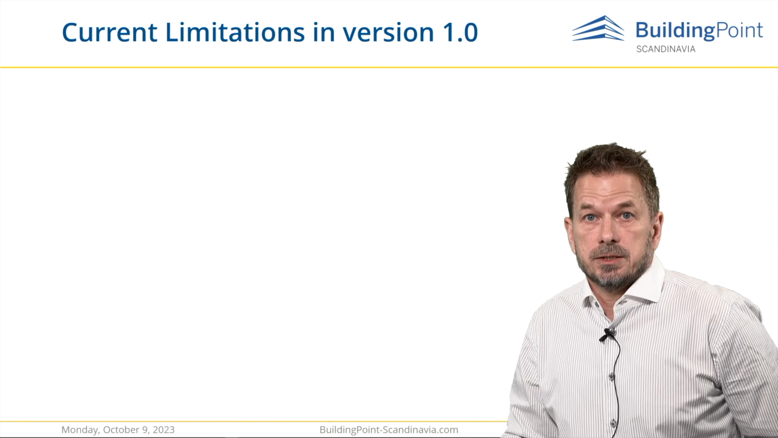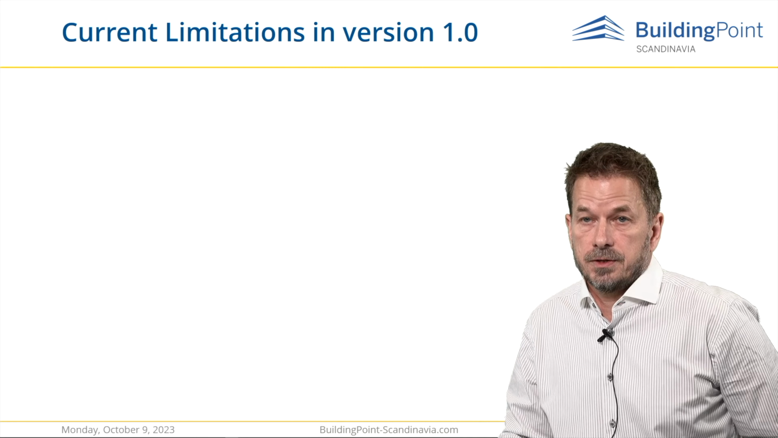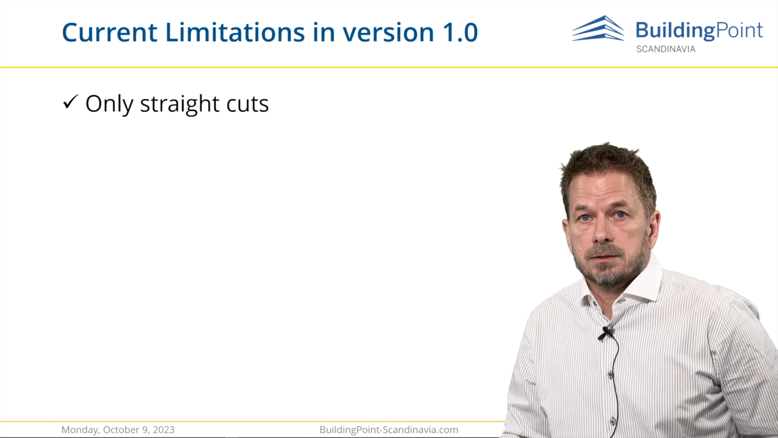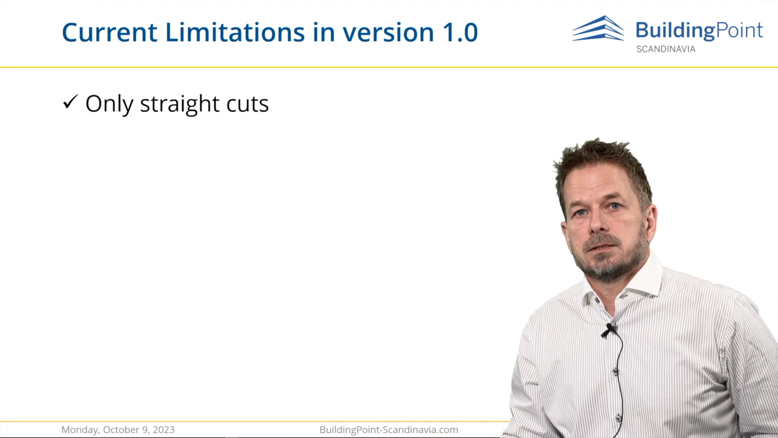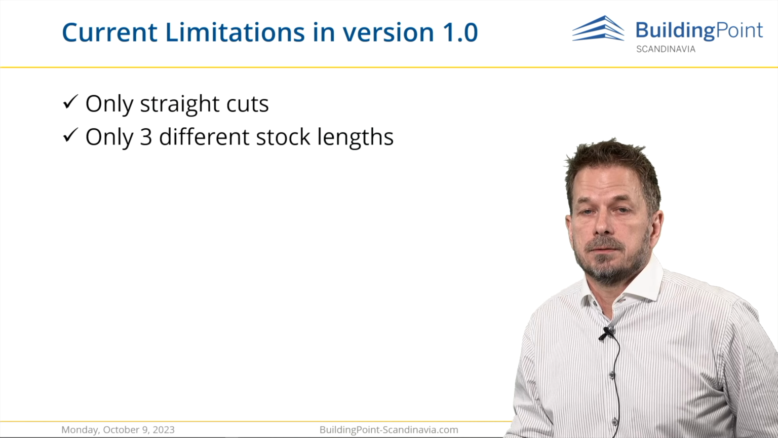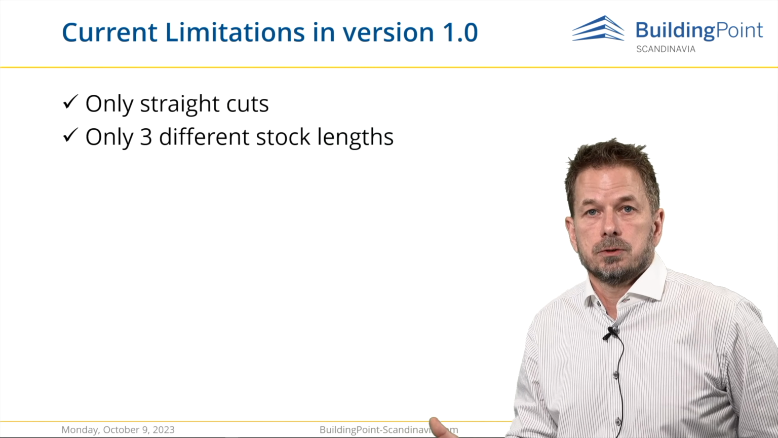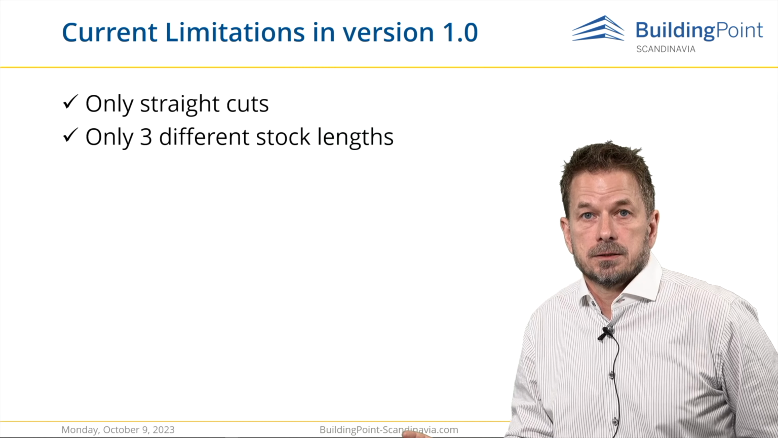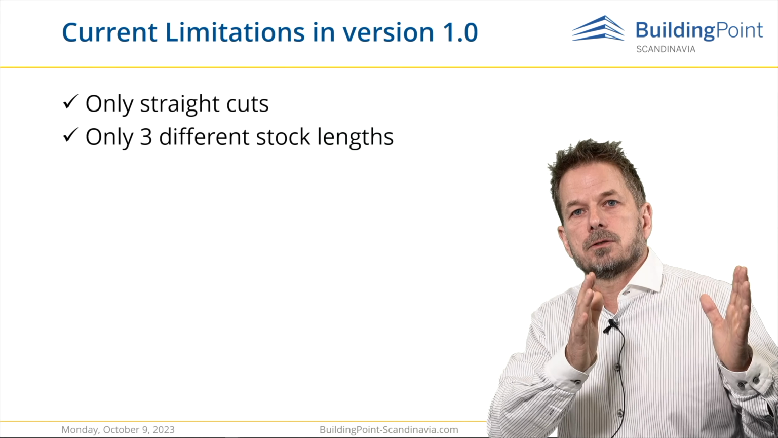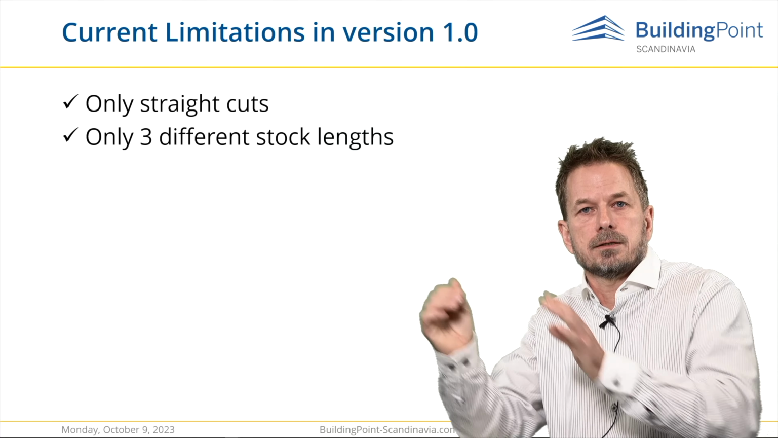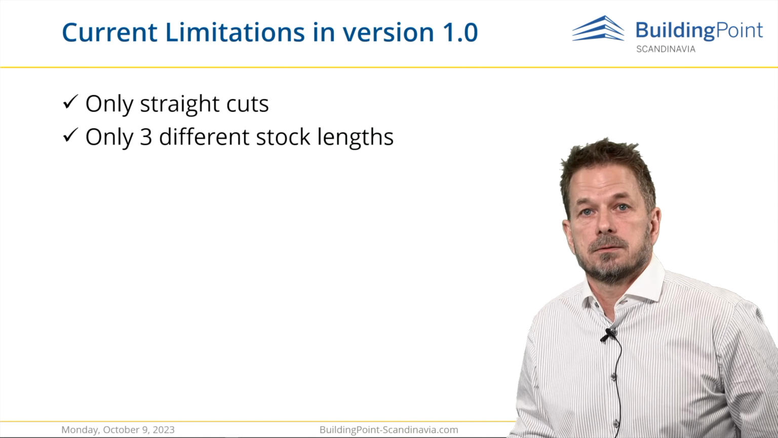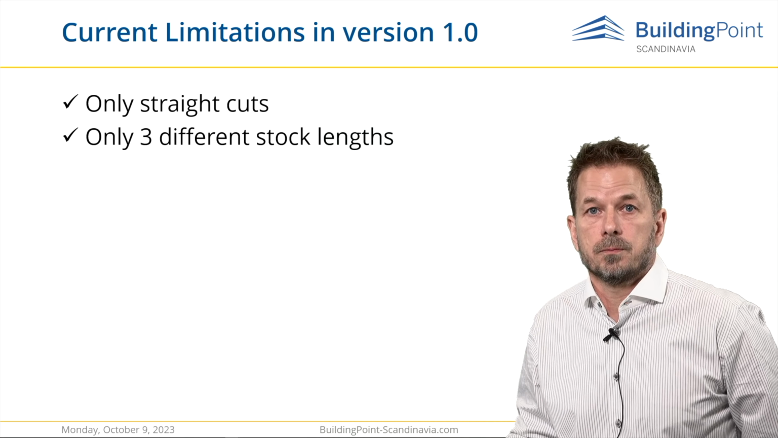Are there any limitations in this program? Yes, there are. We've chosen only to calculate on the straight cuts. That means no angular cuts. We only have 3 different stock lengths that you can put in, but you can, as I showed you, when filtering on lengths, choose to take these lengths first, change stock lengths, and then take the longer lengths. So you can customize it if you need to buy longer from your stock.